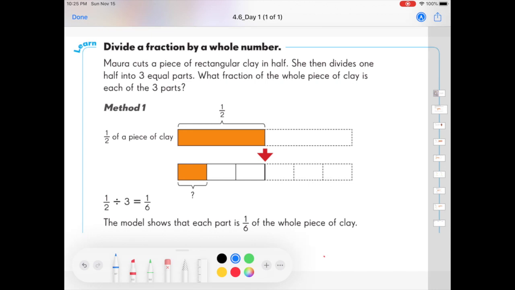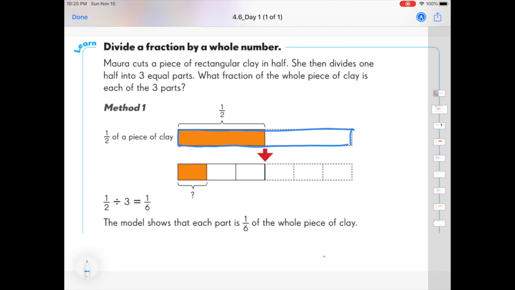All right, so we can see the whole, this would be one whole. And she does not have a whole piece of clay. She has a half a piece of clay. And so that's the part that we're looking at, is a half of a piece of clay. And it's shaded in orange. Now it says she then divides the half into 3 equal parts.